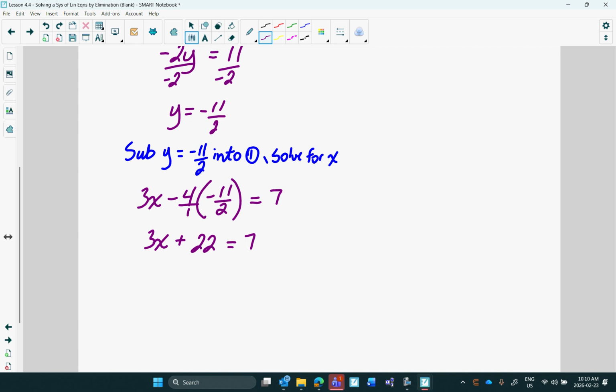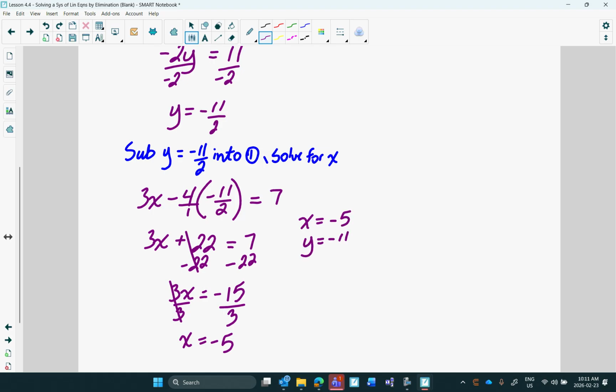Now what? Yeah. And that becomes negative. I mean, 3x equals negative. And then we divide both sides by 3. X equals negative 5. So we say x equals negative 5, y equals negative 11 over 2, or we write it as a coordinate. Like so.